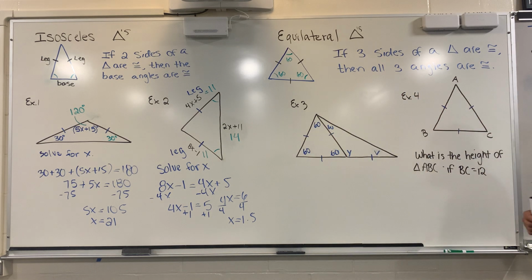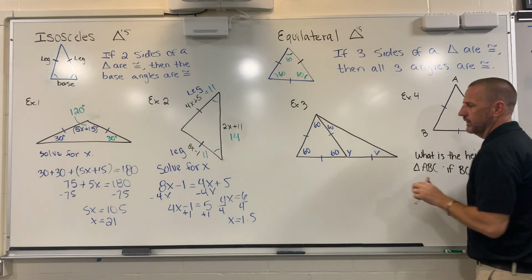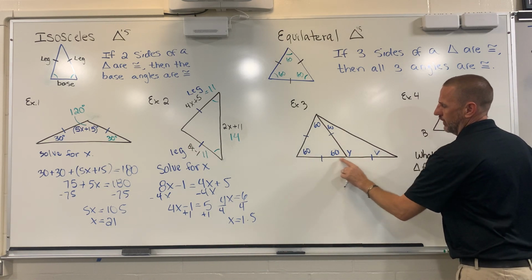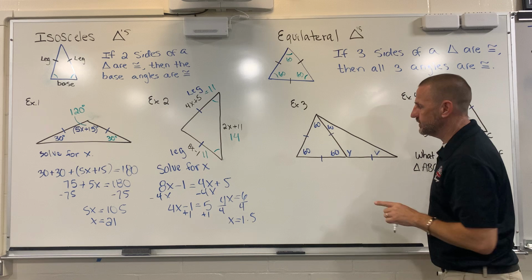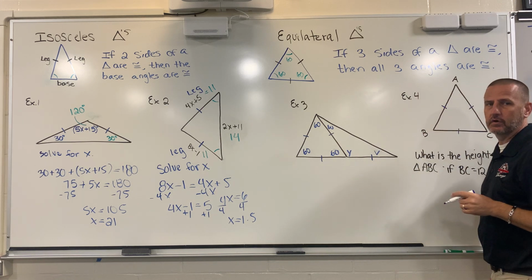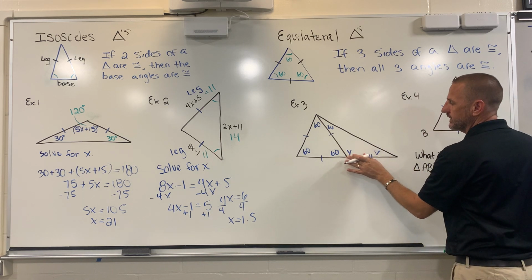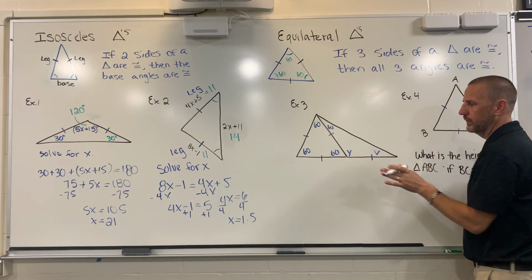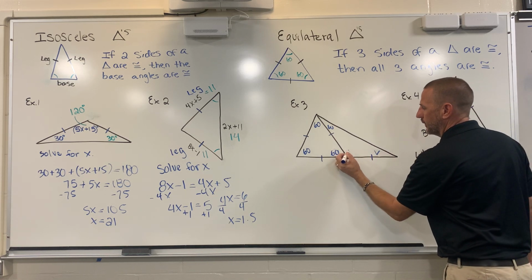Now, if I go back to chapter 1 when we learned about linear pairs, I see that this angle and this angle are adjacent to each other. They form a straight line, so they're called a linear pair, which tells me that this number and this number have to add to 180. So this has to be 120.